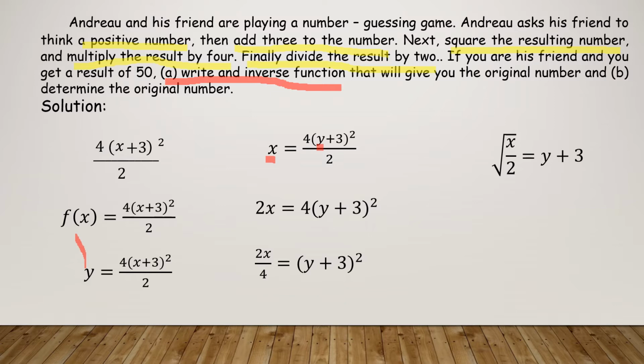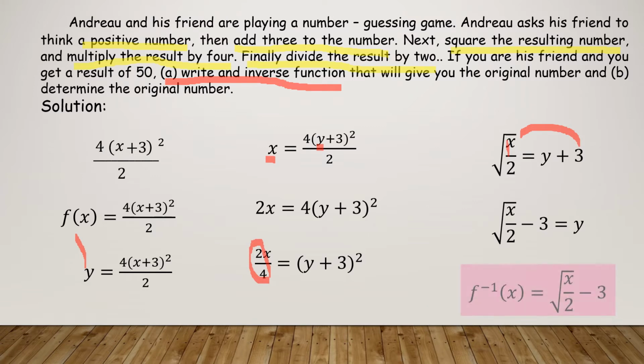And 2 over 4, ang lowest term niya ay 1/2. So, we have square root of x over 2 is equal to y plus 3. So, use additive inverse, transpose 3 to the other side. We have square root of x over 2 minus 3 is equal to y. Therefore, ang inverse natin ay square root of x over 2 minus 3.